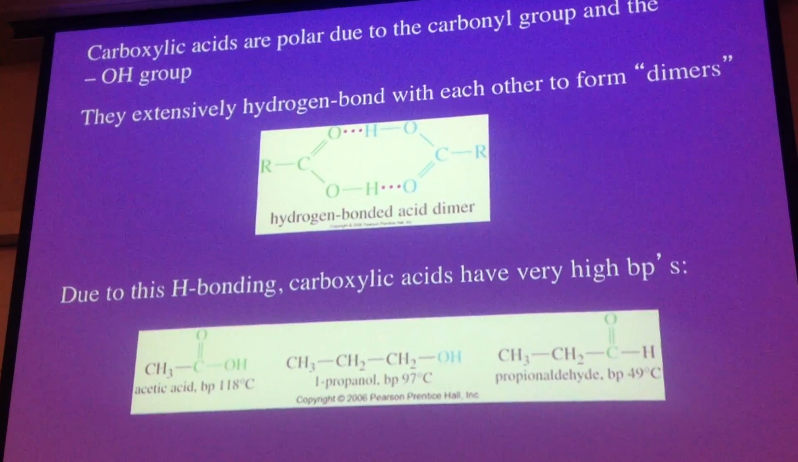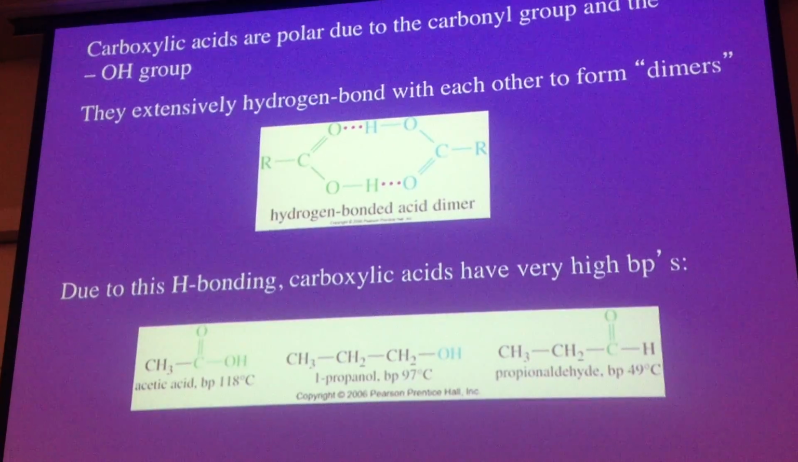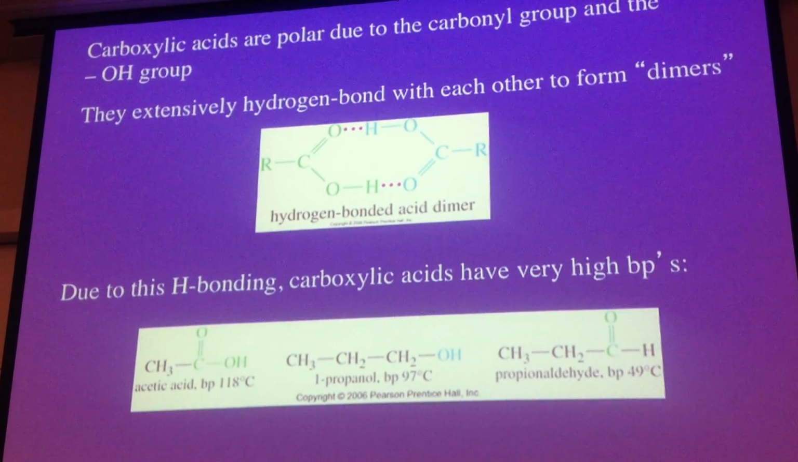Because of all this hydrogen bonding, carboxylic acids have really high boiling points, which is good for us because otherwise they really smell really bad.